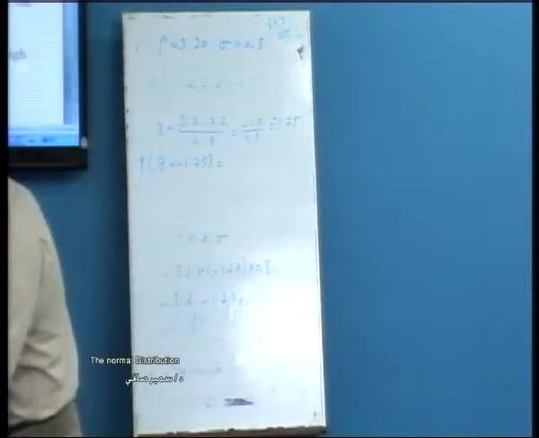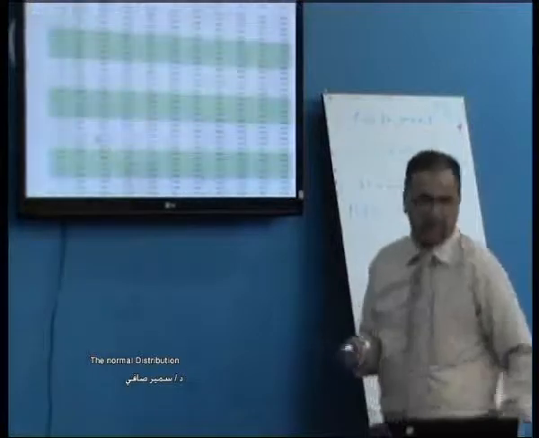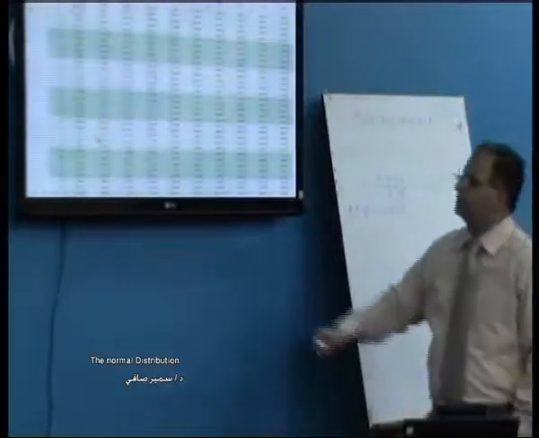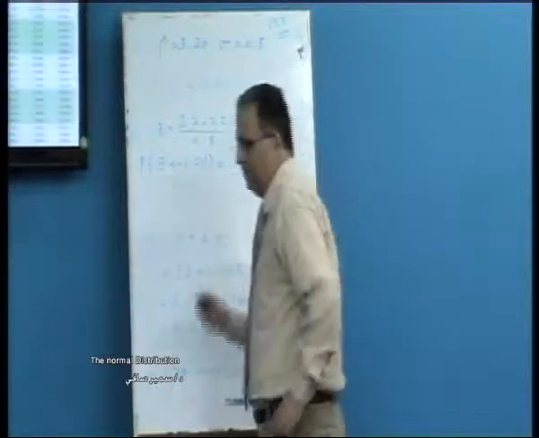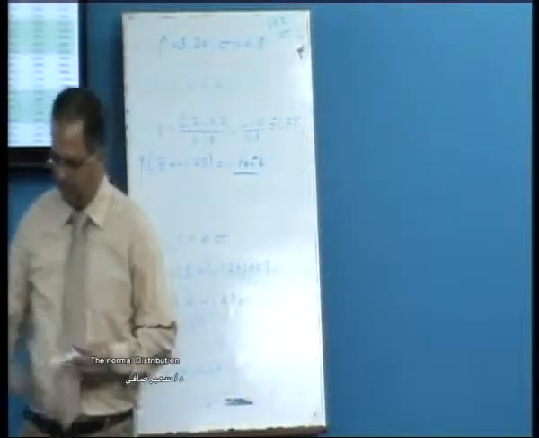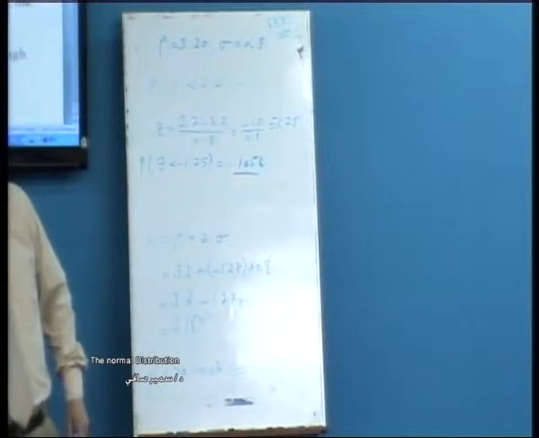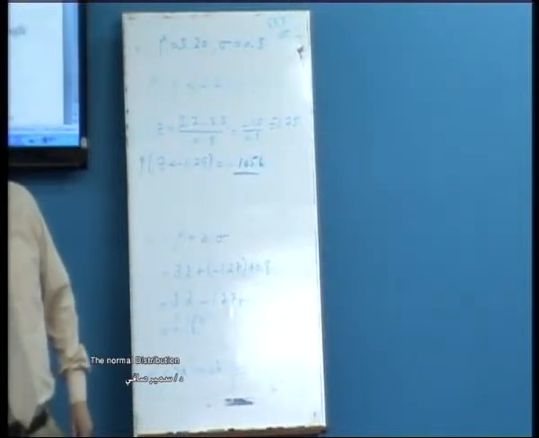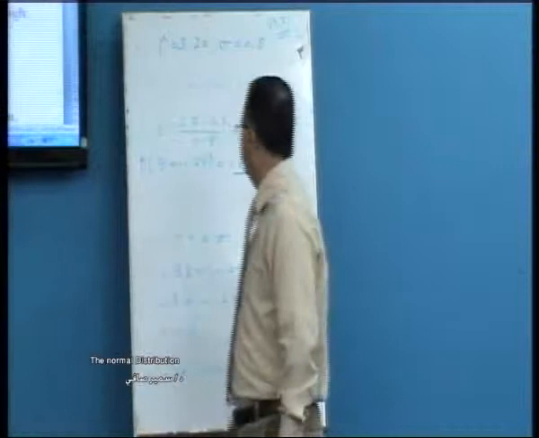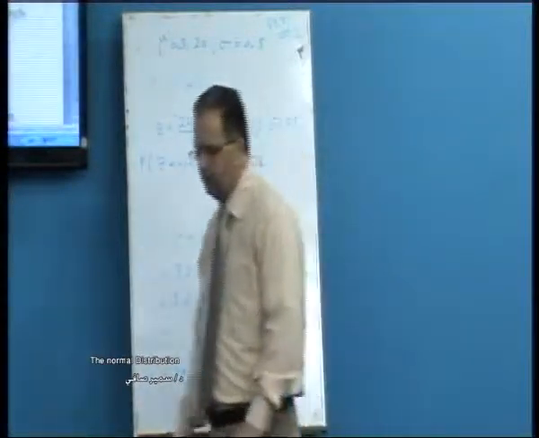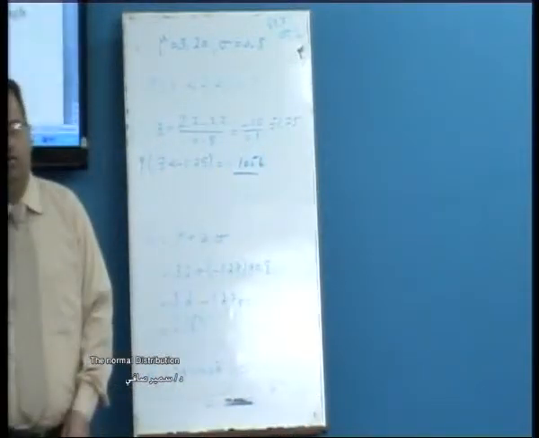Now in this case we have to use the negative z. It's negative 1.2 up to 5. So 0.1056. So the answer is around 10% of the catfish will weigh less than 2.2 pounds. So the answer is 0.1056. Questions?